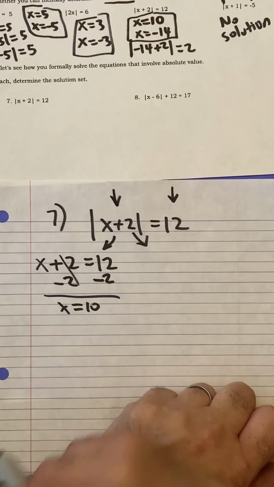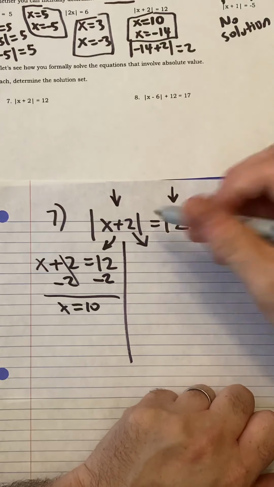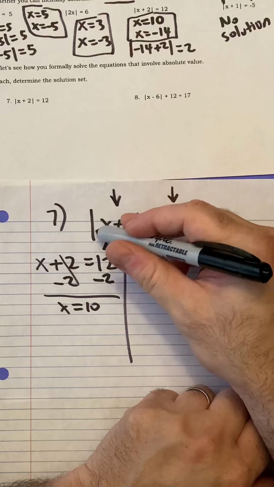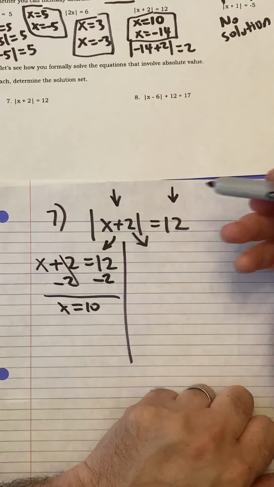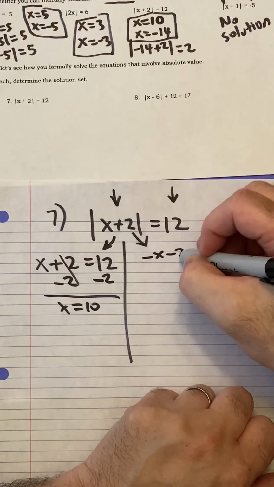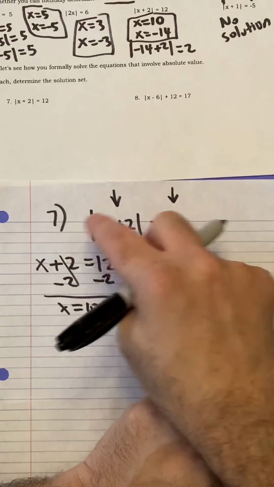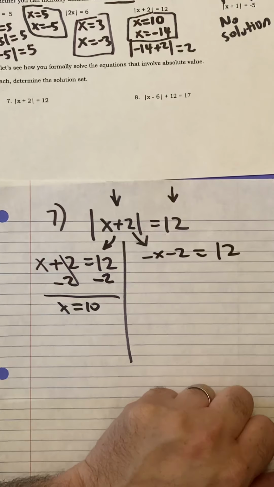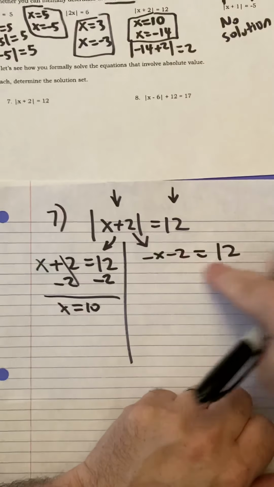So now that I'm going to rewrite this equation out without the absolute value signs, I'm going to change everything on the left-hand side to opposites. Well, the opposite of x is negative x, and the opposite of 2 is negative 2. That was all left side stuff. On the right side, I'm not going to change that at all. Now I'm going to solve this equation.